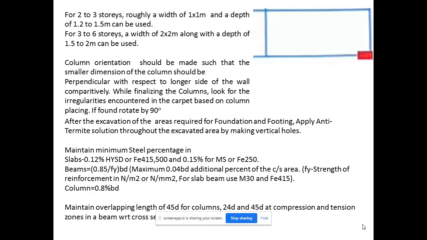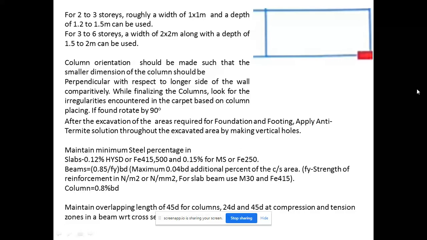For 2 to 3 stories, roughly a width of 1 by 1 meter and a depth of 1.2 meters up to 1.5 meters. For 2 to 6 stories, a width of 2 meters along with a depth of 1.5 to 2 meters can be used. The column orientation should remain such that the smaller dimension of the column should be perpendicular with respect to the longer side of the wall.